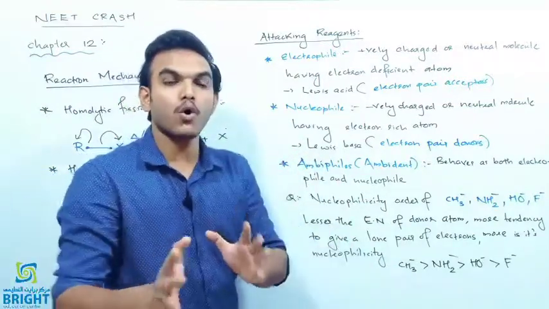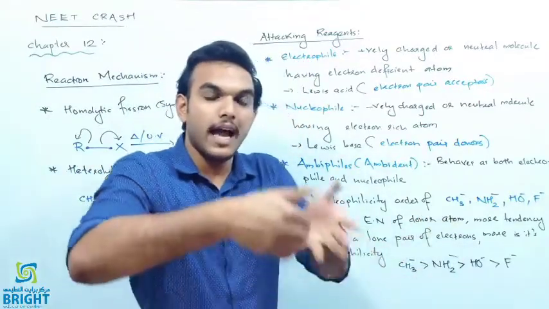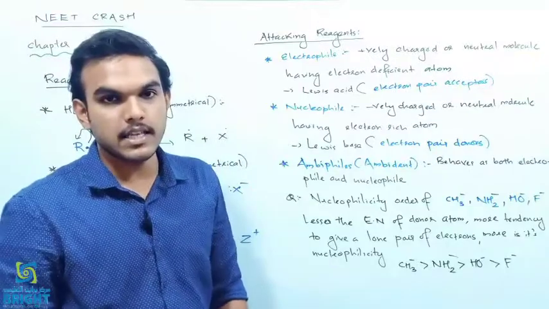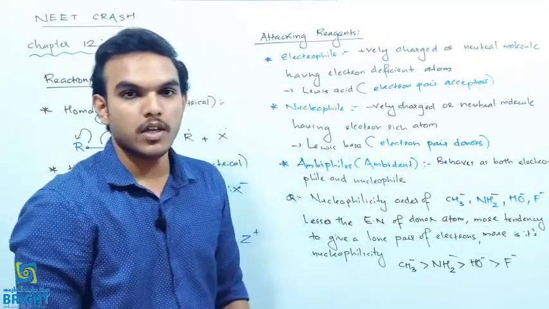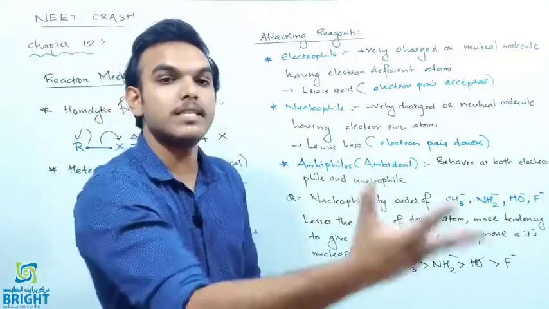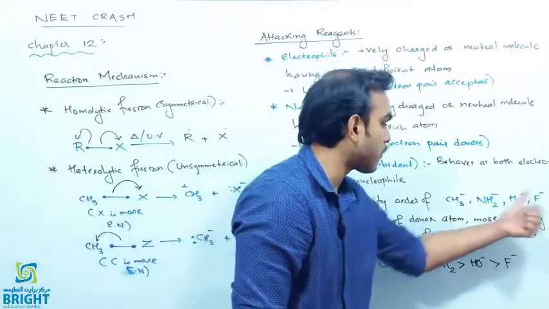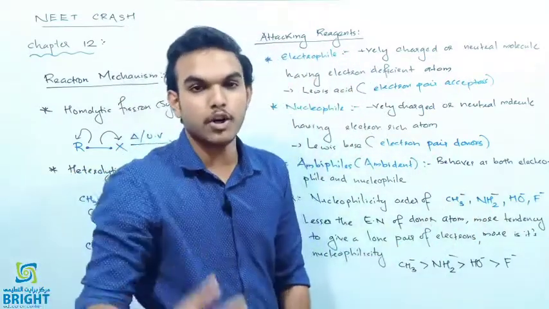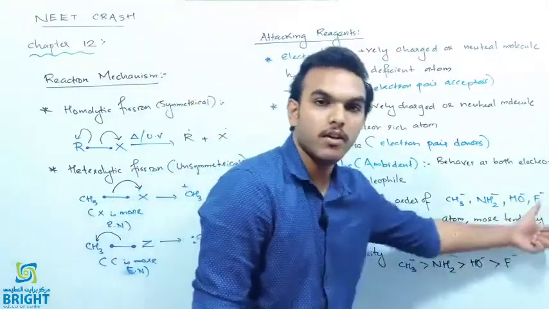Then we discussed the order of nucleophilicity. I said that if they have less electronegativity, that is, they are more electropositive, they will have a tendency to give the electron. So if it is nucleophilic, it should be a Lewis base, having a tendency to donate electrons. Among carbon, nitrogen, oxygen, fluorine, carbon has the most tendency to give electrons because it has less electronegativity. Then nitrogen, then oxygen, then fluorine.